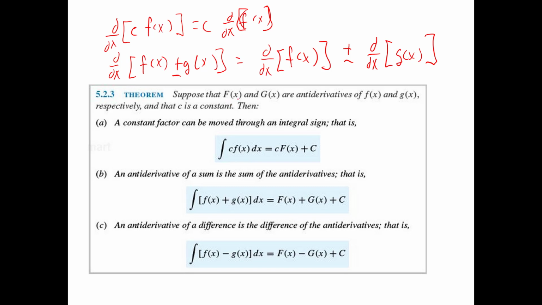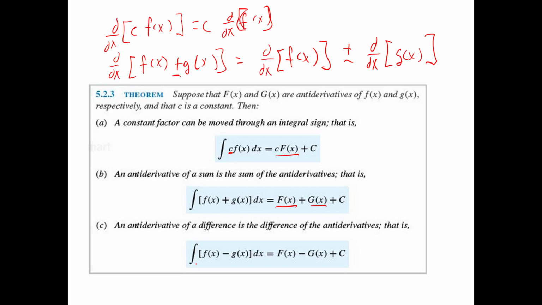So suppose that capital F of x and capital G of x are antiderivatives of f of x and g of x, respectively, and that c is a constant. Then a constant factor can be moved through an integral sign. That is, when you see a constant times a function you already know how to find the antiderivative of, you can just find the antiderivative of the function and then multiply it by the constant. When you're looking at a sum of two functions, you can find the antiderivative of the first function and add it with the antiderivative of the second function. Same thing for the difference. And again, that works because those are the rules we learned about differentiation.